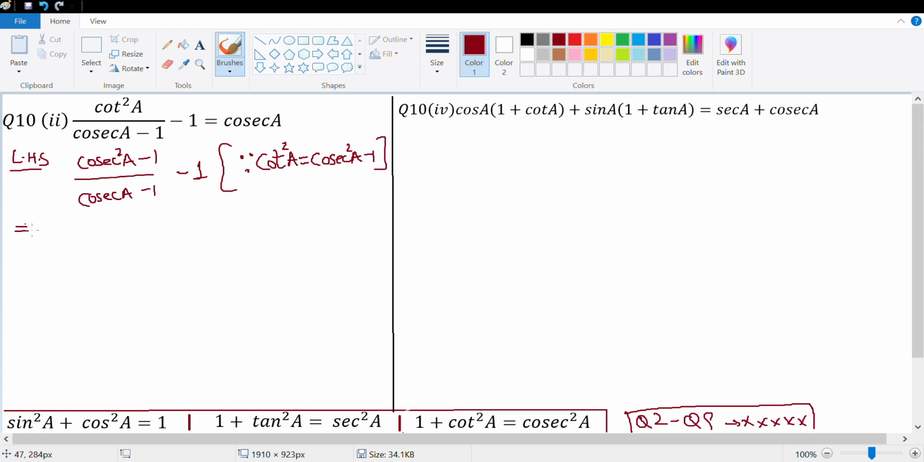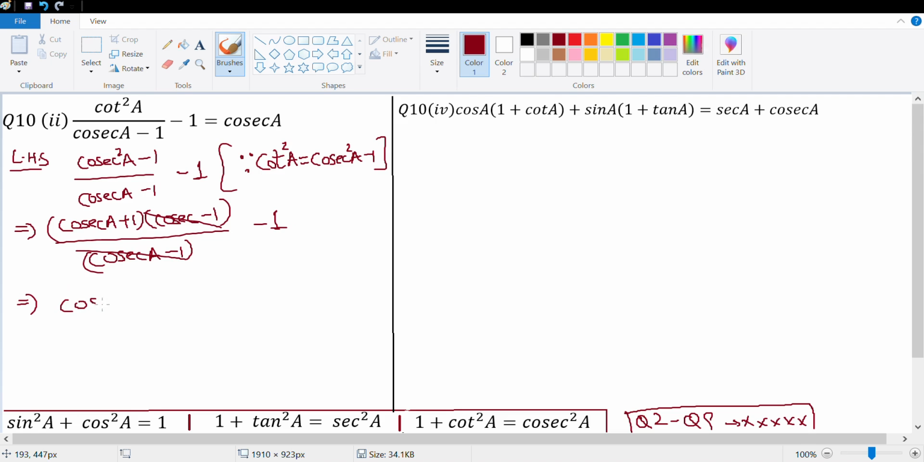Perfect. So now the numerator is in the form x square minus y square, which means I can write this as x plus y multiplied with x minus y upon cosec a minus 1. I notice that one thing is common between numerator and denominator, which gets cancelled. So I am left with cosec a plus 1 minus 1, which is nothing but cosec a, which is my right hand side. Done. Hence proved.